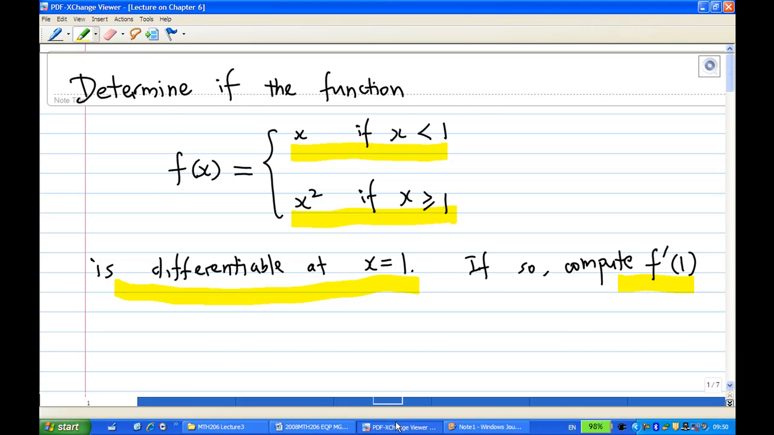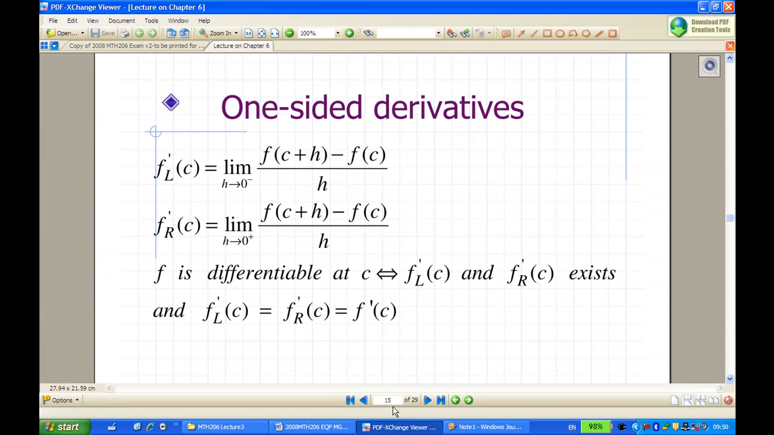In this case, let's look at the slide here. We have a slide on one-sided derivative. The derivative on the left of a point c is the limit of f of c plus h minus f of c divided by h, where h goes to 0 minus, meaning h less than 0. And the derivative on the right at c is equal to f of c plus h minus f of c over h, where h is more than 0 now, h goes to 0 plus.